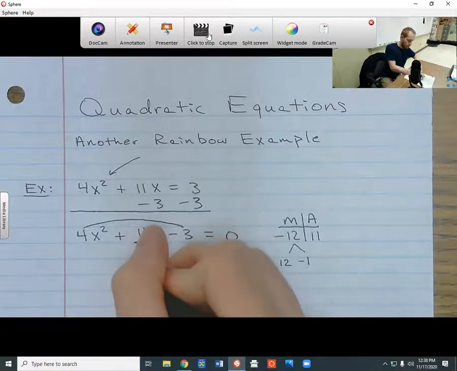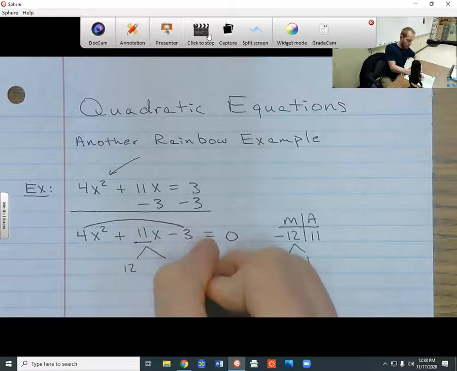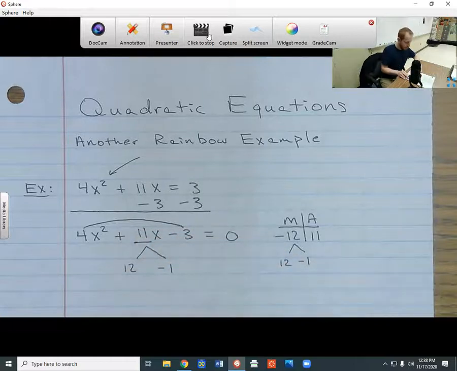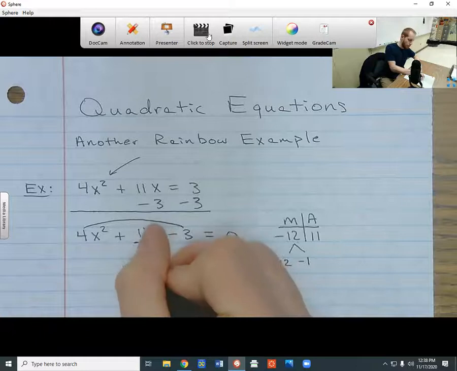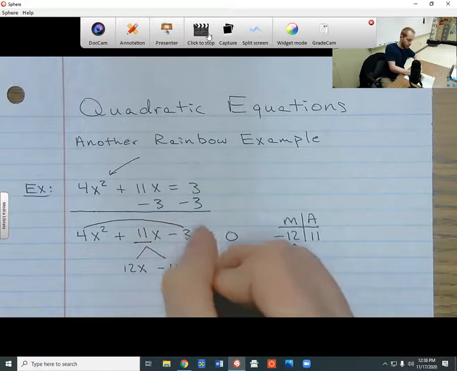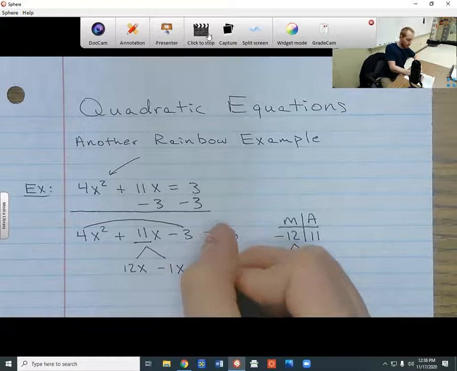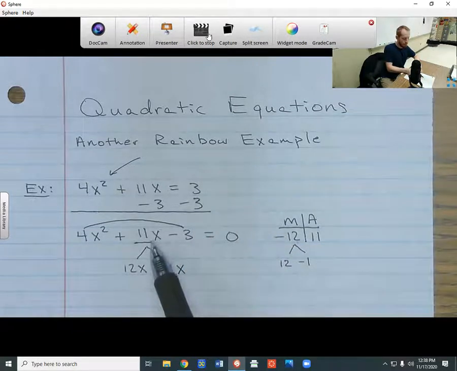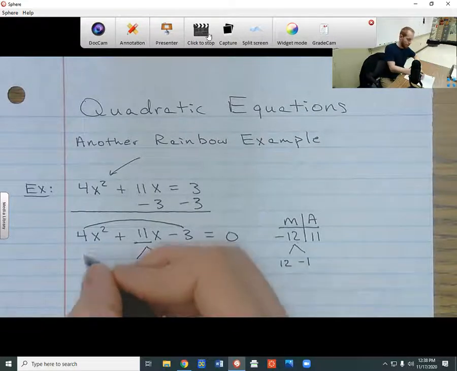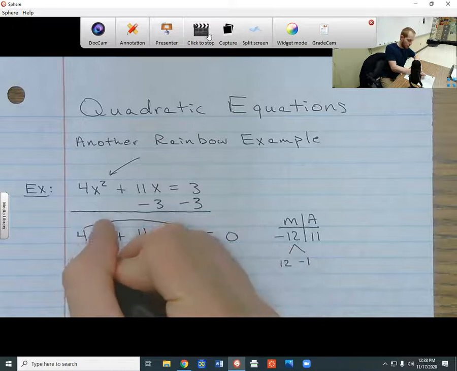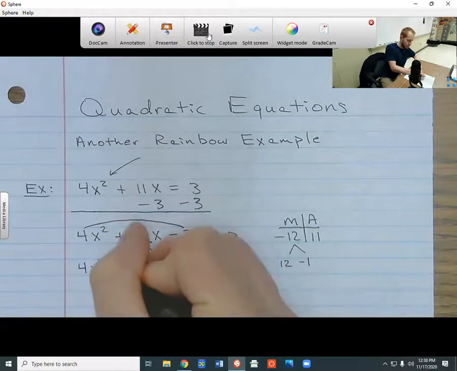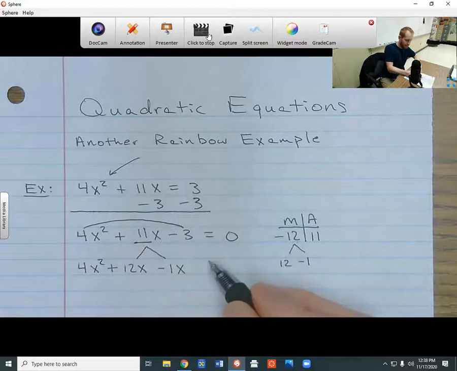Okay? Now, if I want to add up to an 11x, I have to put x's at the ends of the numbers. So this is actually going to be a 12x, and this is going to be a negative 1x. That way I can add up to that 11x. Now at this point, I need those two terms at the ends to come down. So I'm going to bring down this 4x squared. It's going to meet up with the 12x. And I'm going to bring down this negative 3. And it's going to meet up with the negative 1x.